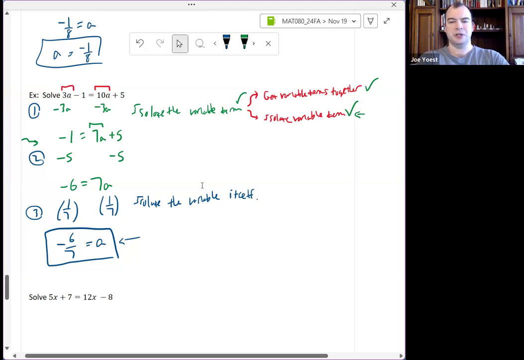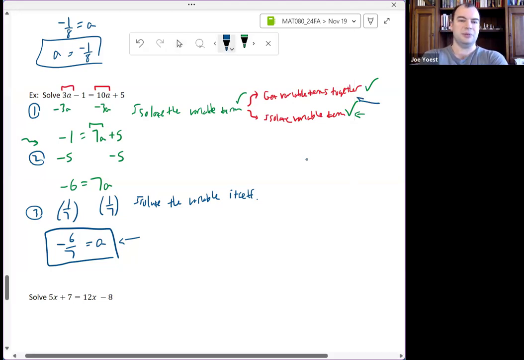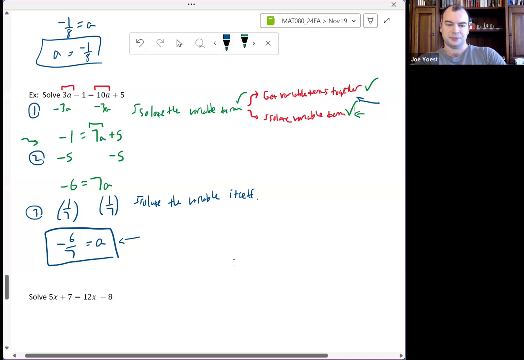We want to isolate the variable term and isolate the variable itself. We just have one extra little job to do in isolating the variable term, and that is getting the variables together so that we only see one variable anywhere in the equation, and then isolating that term.